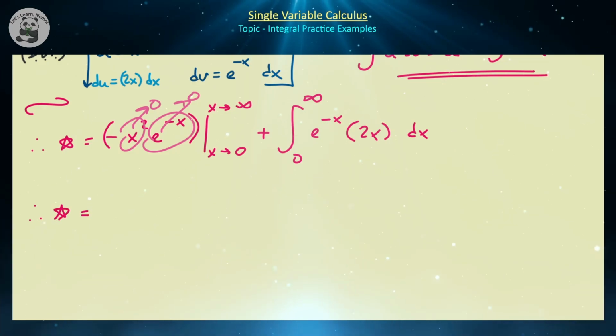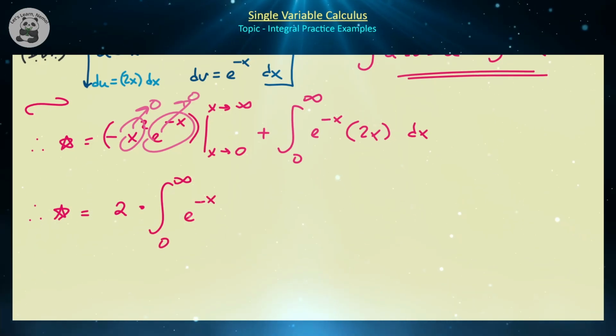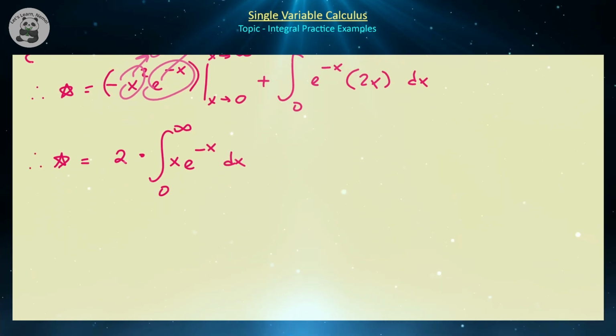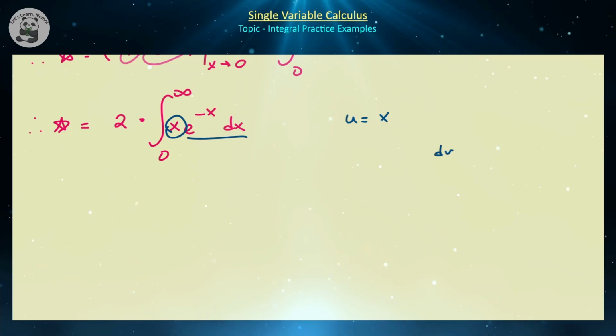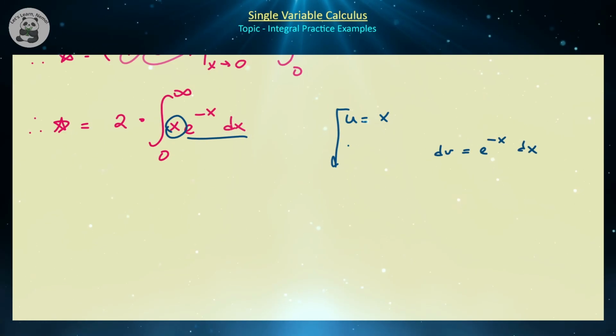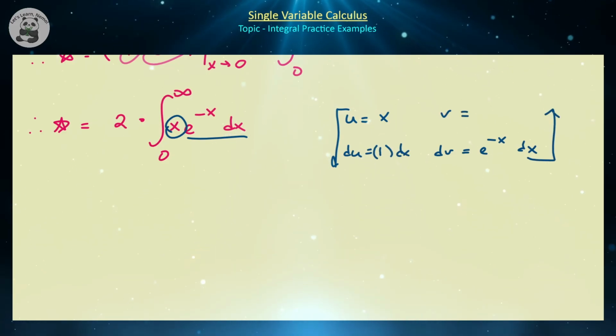So we're going to have star is equal to 2 times the integral from 0 to infinity of e to the minus x times x dx. Notice that this is similar to the first integral we had, but now instead of x squared, we have x. So that's going to be my u. So u is going to be equal to x, and dv is going to be equal to everything else, so e to the minus x dx. We're going to differentiate in that direction, so du is going to be equal to 1 dx, and then we're going to integrate in that direction, so v is equal to minus e to the minus x.